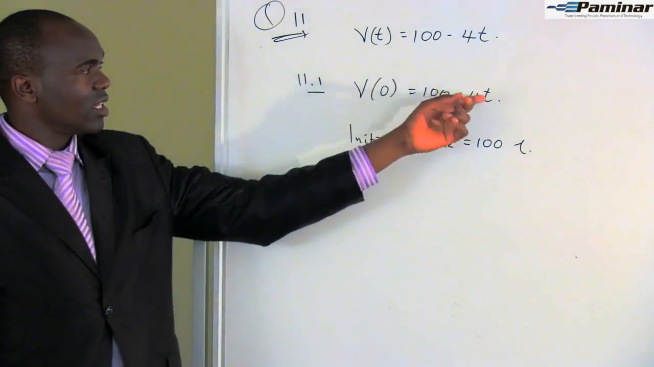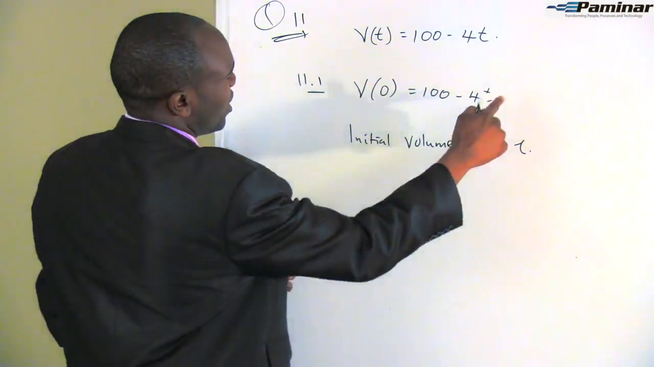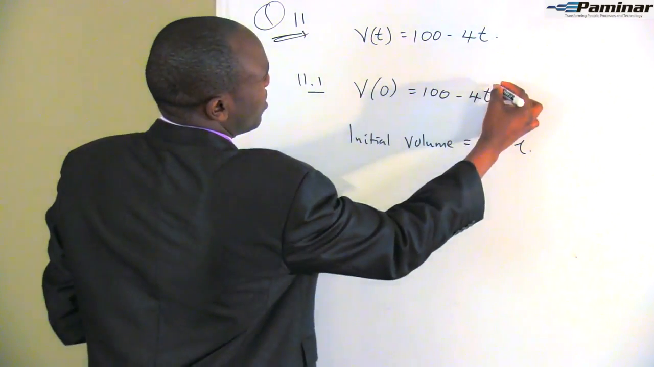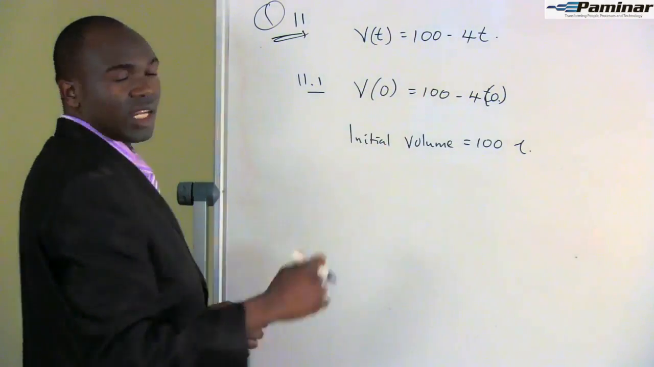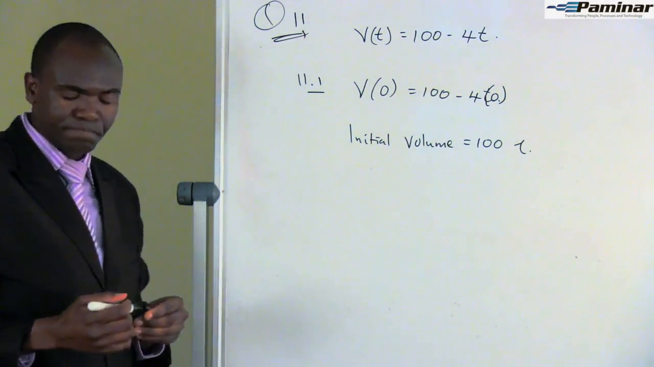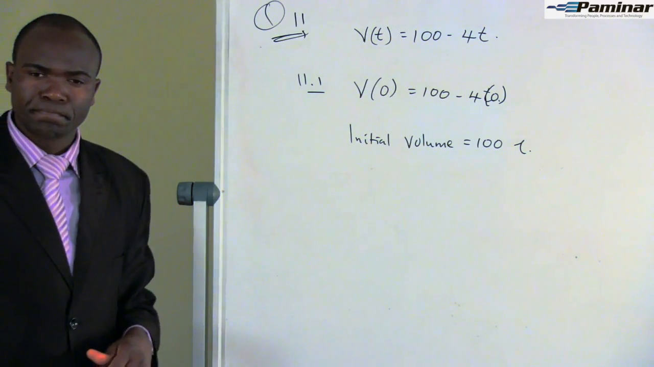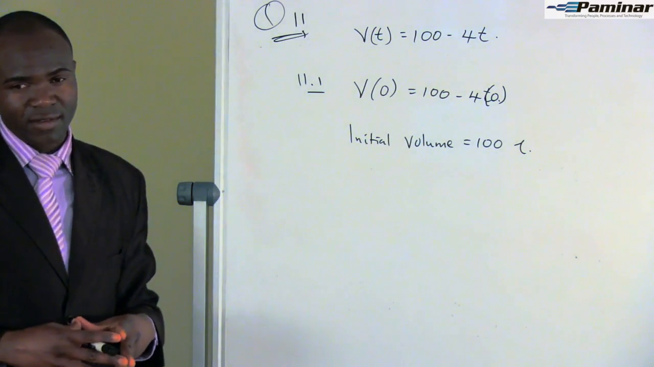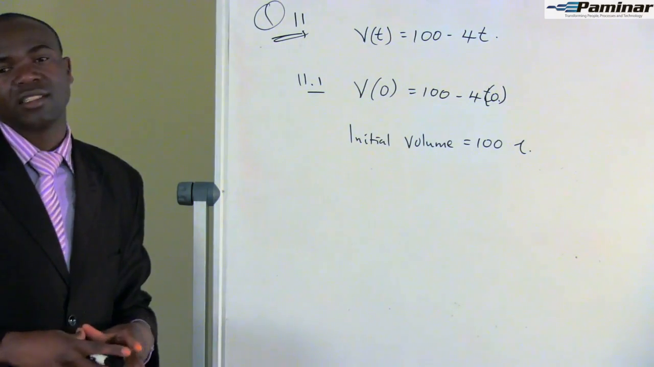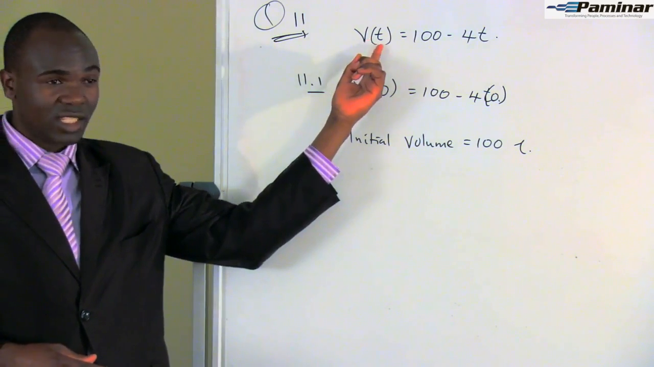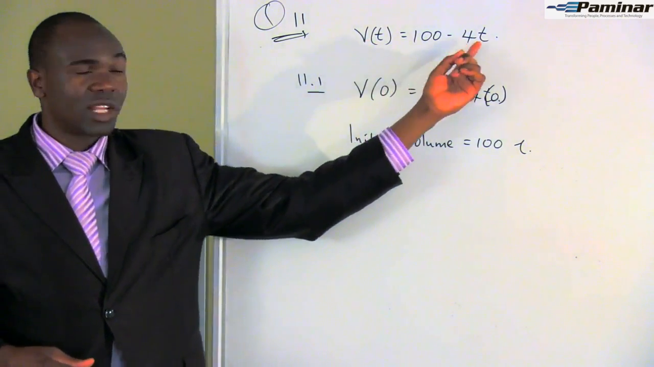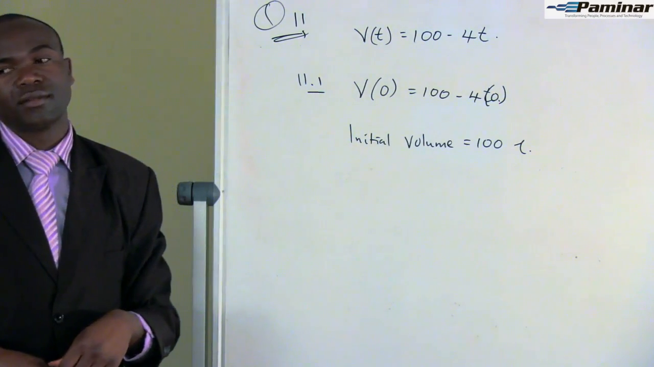So wherever there is t, you put 0. Then it becomes 100 minus 0. So maybe if they use 5 seconds, then wherever there is t, that's what we're going to substitute: 5. So it will be 100 minus 4 times 5. Okay?